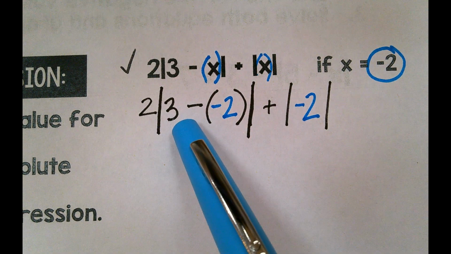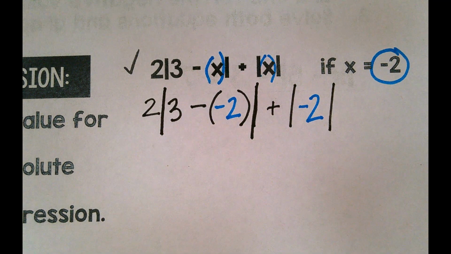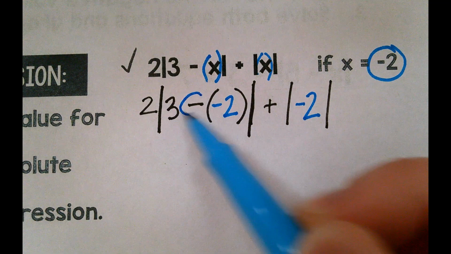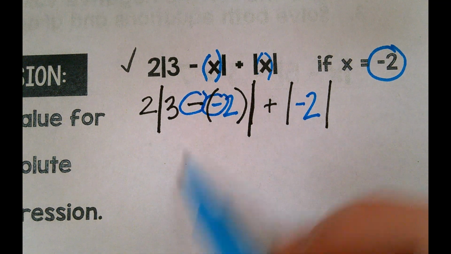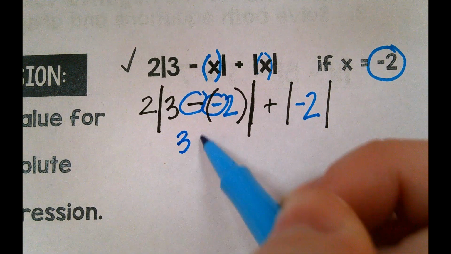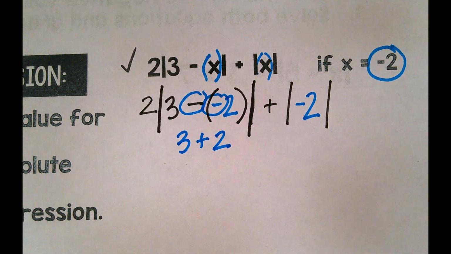Five. Yes, it'll give you 5. Remember, the minus negative, those 2 negatives become a positive plus. So really, this is like 3 plus 2. And 3 plus 2 is 5.